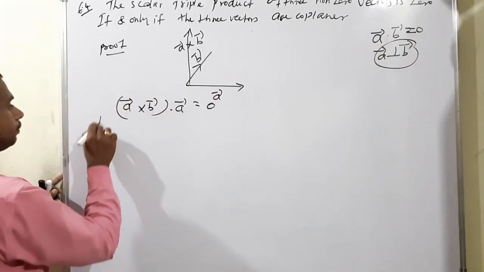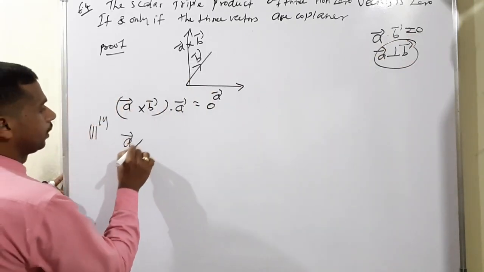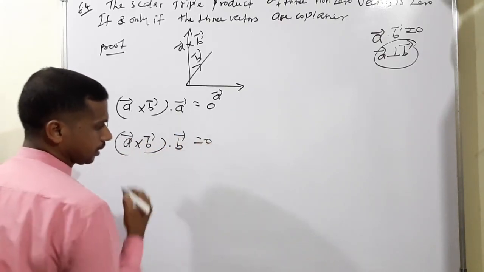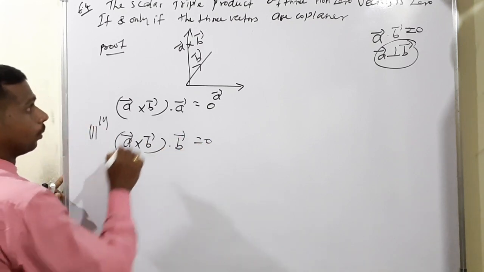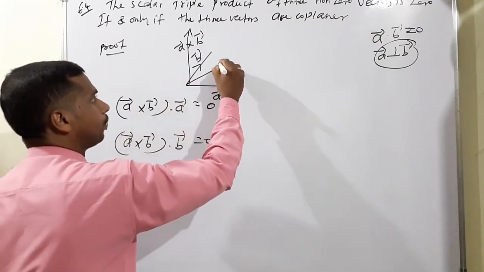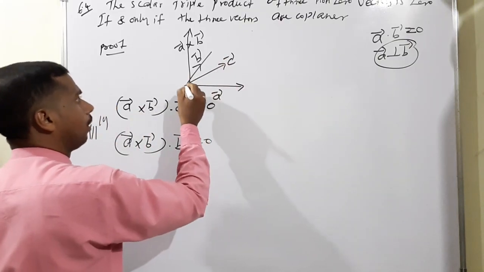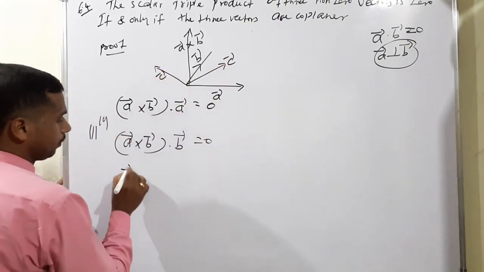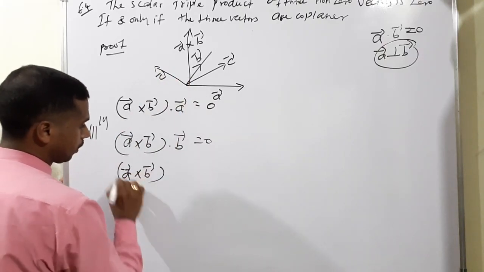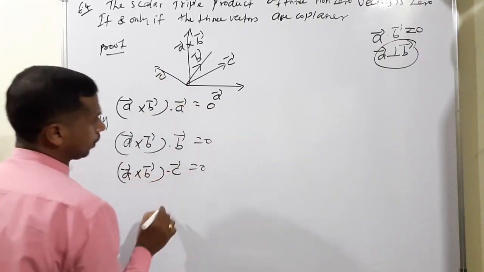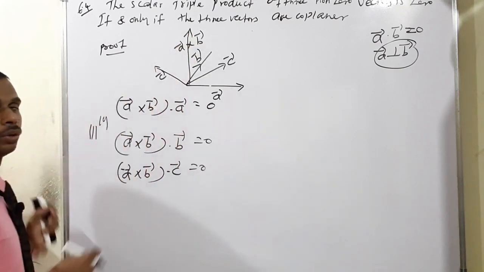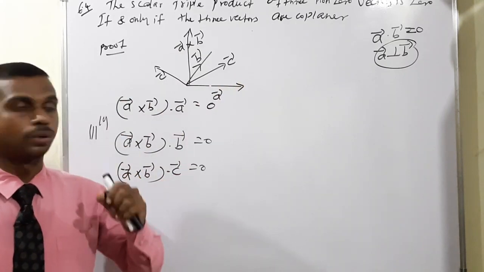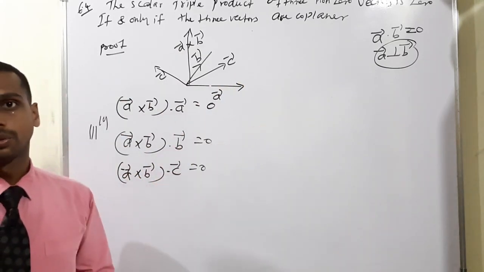Similarly, A vector cross B vector dot B vector also is equal to 0. Therefore, if you draw one line between A and B, or on the opposite side, and consider it as C vector, A vector cross B vector dot C vector is also 0. Why? Both lines are perpendicular to A vector cross B vector, because A vector dot B vector equal to 0 means A vector is perpendicular to B vector.